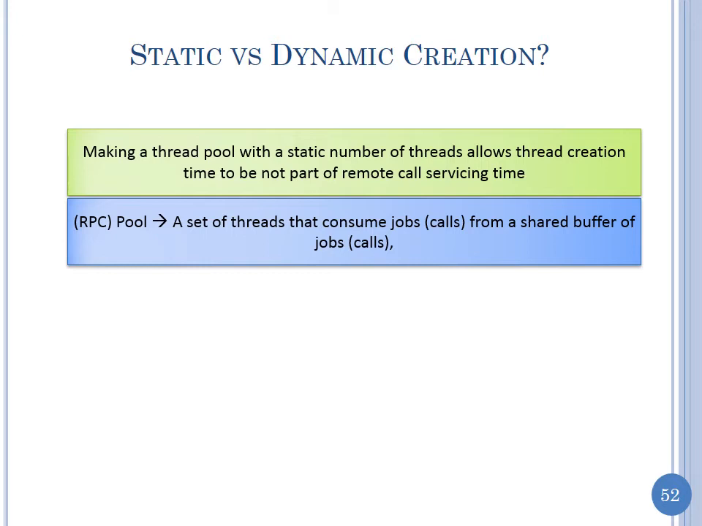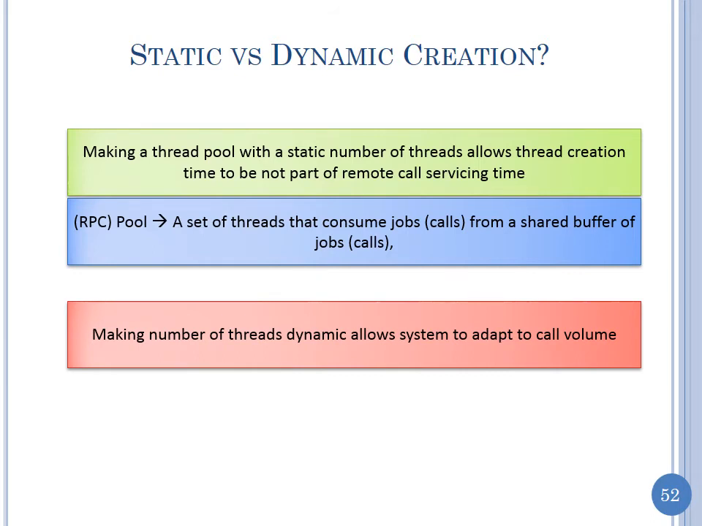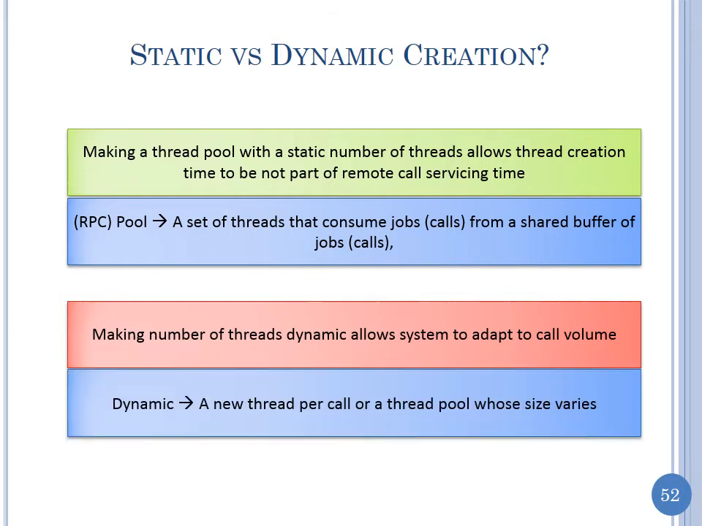Okay, when you do assignment 4, 5, 6, you'll actually see this happening in depth. And so we can have a thread pool with a static number of threads, and we can have the number of threads dynamic, which allows the system to adapt to call volume. Okay, so that's good, and reduces blocking. So blocking is something else that we should mention. So we can have a new thread per call or a thread pool whose size varies. Okay, so we can use the word dynamic for both. In either case, there would be a per call cost. There would be a cost that occurs from either each call or some calls. Okay.